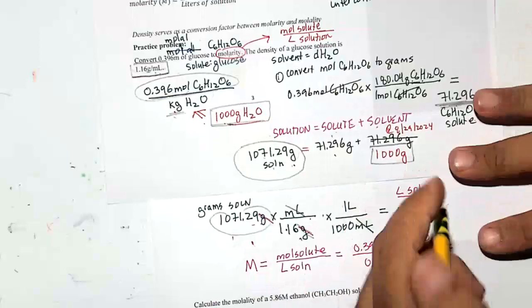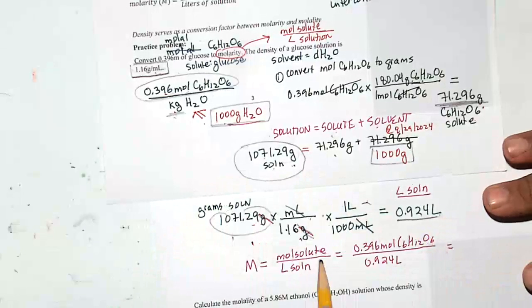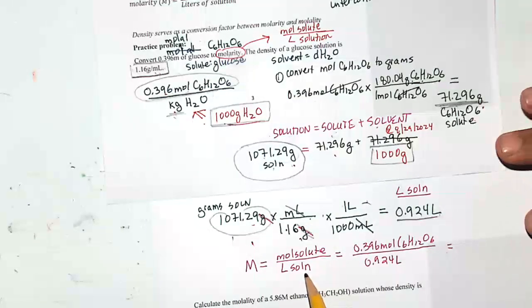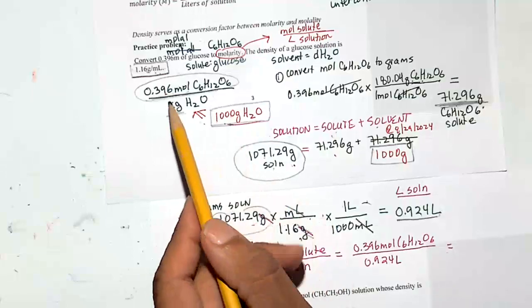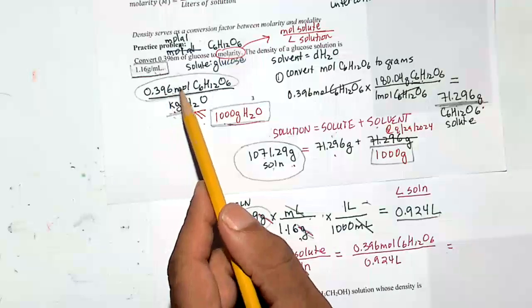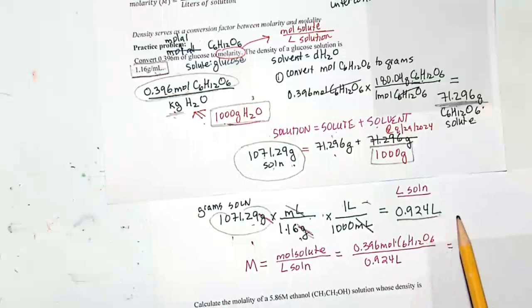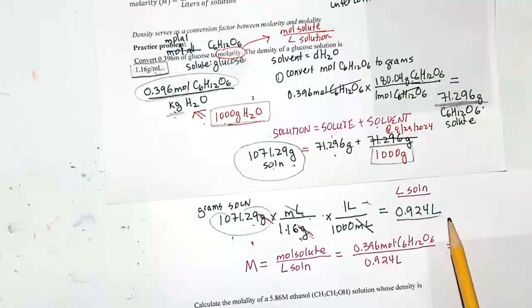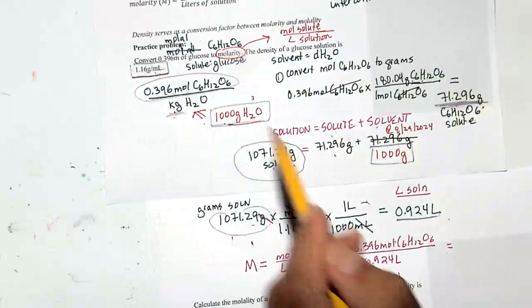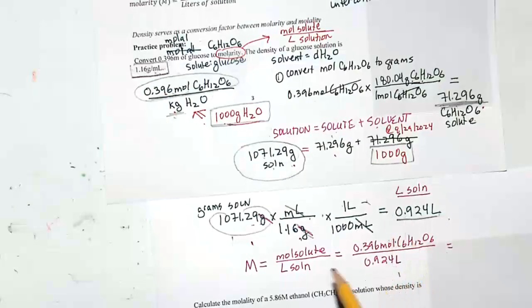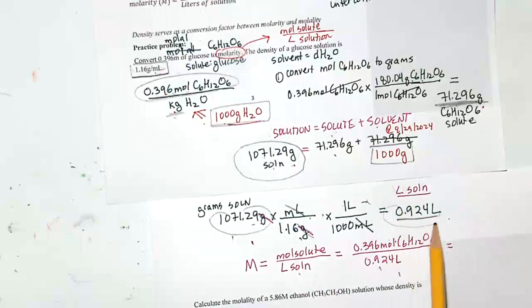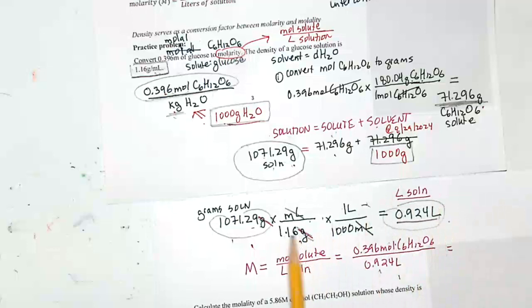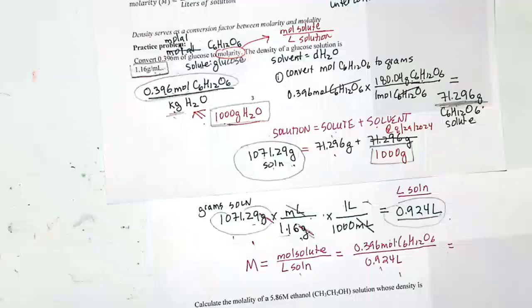Why did we convert the volume to liters? Because molarity is moles of solute over liters of solution. So our moles of solute is right here, 0.396 moles. And our liters of solution is something we just calculated as 0.924 liters. So we divide our moles by the liters of solution, which we got using the density. And that will be the answer.